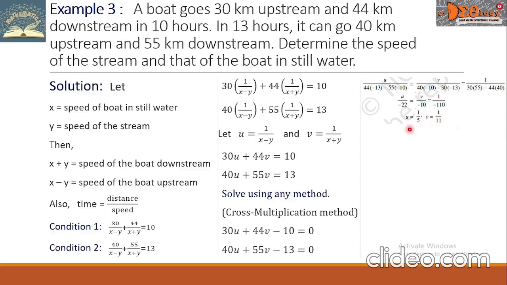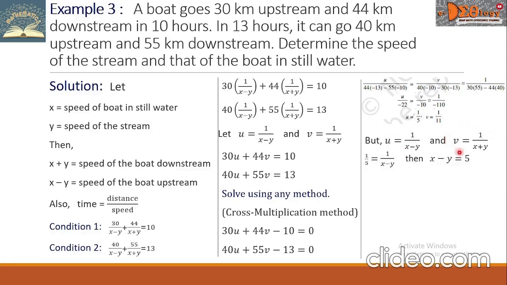But still, we need the values of x and y. In the beginning, we said that u equals 1 over x minus y and v equals 1 over x plus y. Let us substitute the value of u in this equation. So we have 1 over 5 equals 1 over x minus y. When we do cross multiplication here, we will get x minus y equals 5.